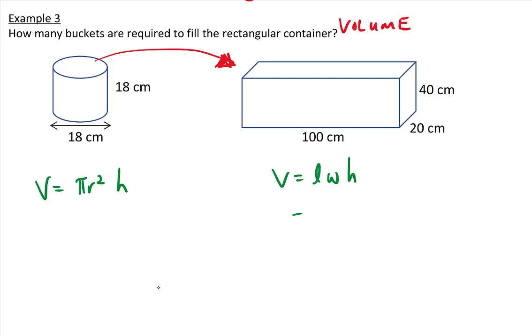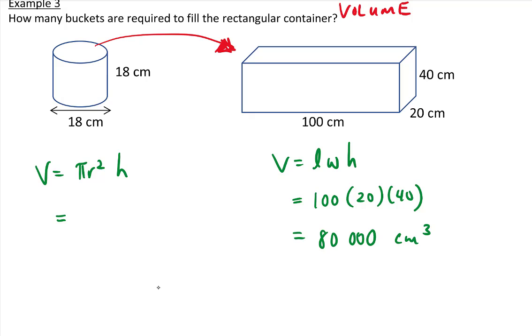So let's start with the rectangular prism. We can say the length is 100, the width is 20, and the height is 40. And that gives us 80,000 centimeters cubed for our rectangular prism. For the volume of the cylinder, remember that we need half of this to get the radius. The radius is going to be 9 centimeters. So the volume is equal to pi times 9 squared times the height, which is 18. And this gives us an approximate volume of 4,580 centimeters cubed per bucket.